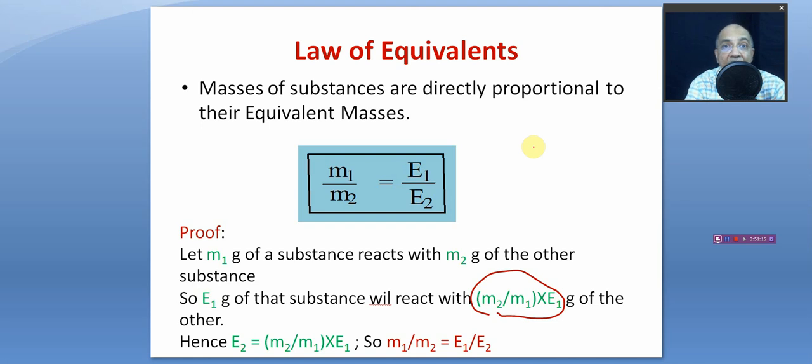So with this, I conclude this session. In the next session, we'll be talking about the determination of equivalent mass of elements by different methods. And in all the methods, we'll be using M1 by M2 is equal to E1 by E2.